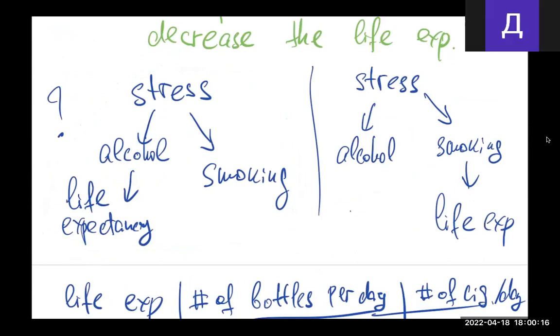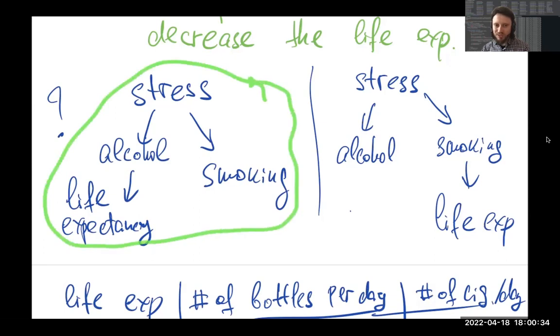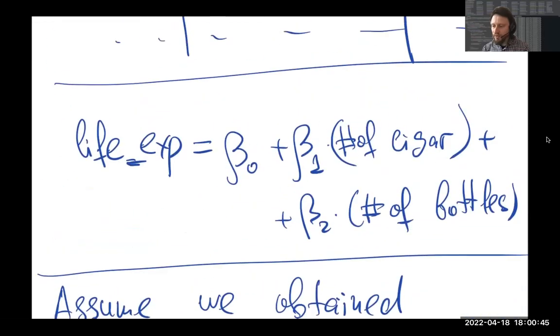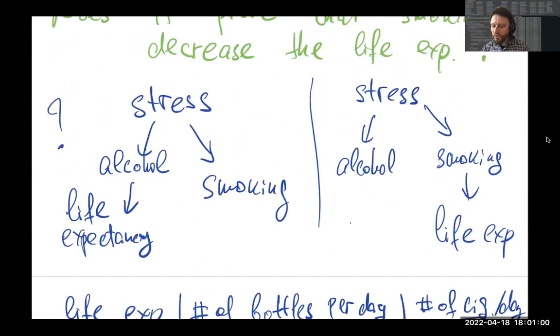Sorry, I think I still don't understand. So it means that we already have our assumption that smoking kills. In this picture, smoking doesn't kill. Yes. In this picture, it is alcohol that kills. And we want to test, is it true or not? And if we have this negative effect of cigarettes that still exists even when we controlled for alcohol consumption, then it is not in agreement with this model. Yeah, thank you. Now I see.